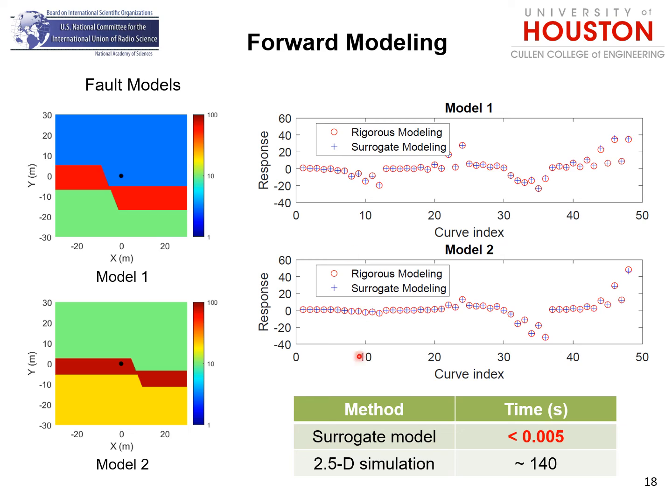This table shows the computational cost. We can find the surrogate model takes less than 5 milliseconds. However, the 2.5D rigorous simulation takes around 140 seconds. So this indicates the high efficiency of the surrogate model.